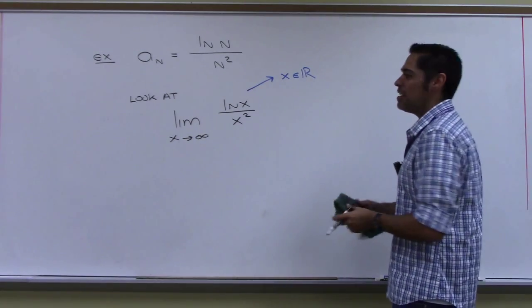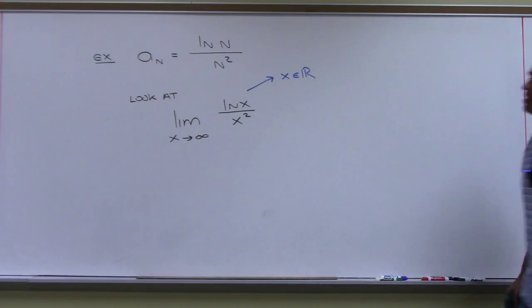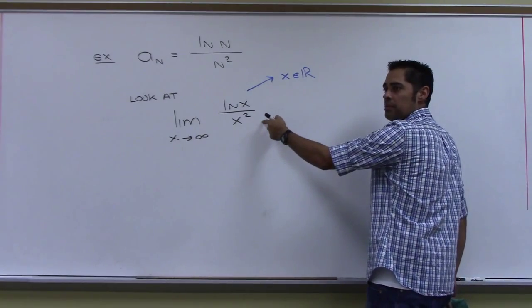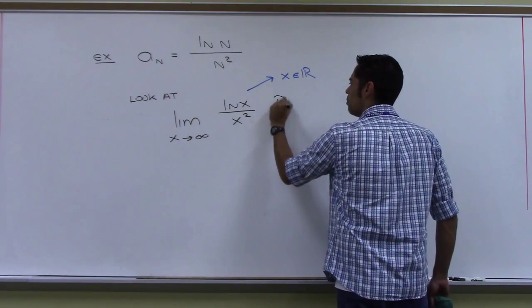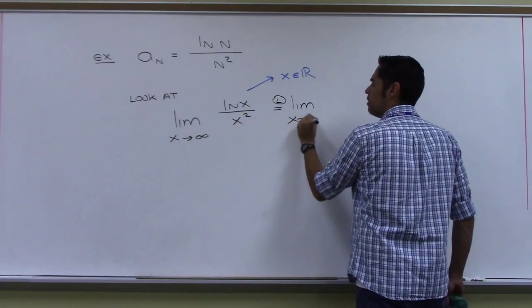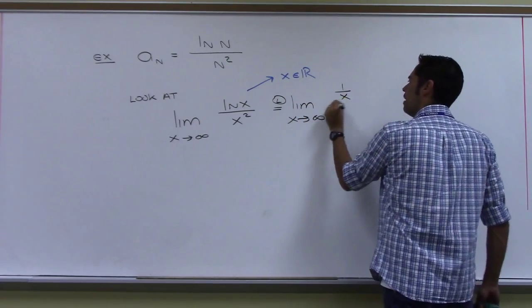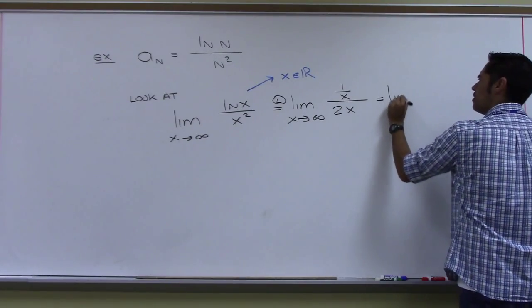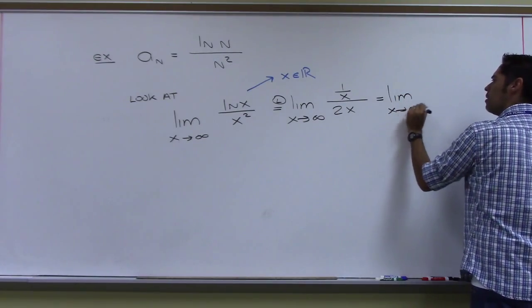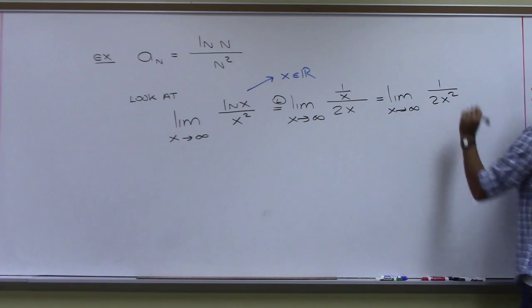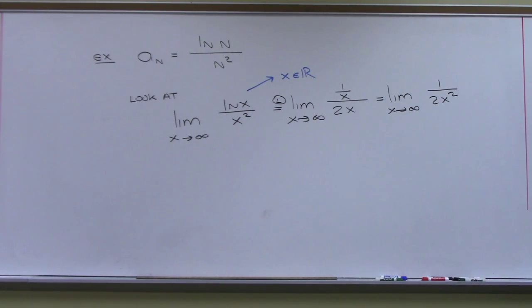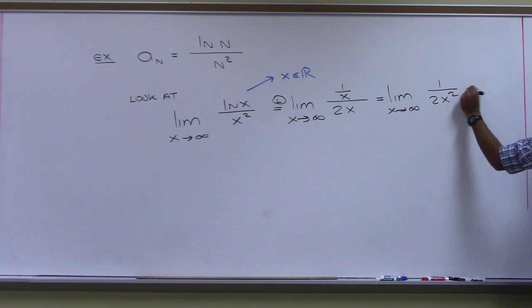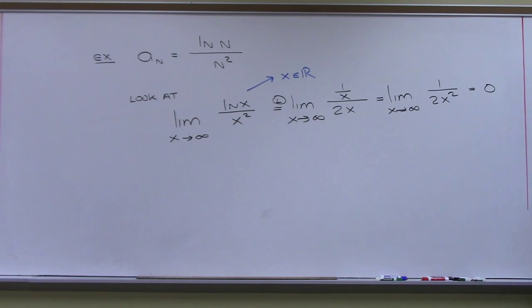Sorry, it's an understanding of what's happening here. So we're going to look at this. Now, can I use L'Hopital's rule on this? Yes. So I come in here with L'Hopital's rule, because I have infinity over infinity. Take the derivative of the top, take the derivative of the bottom. I believe that's just 1 over 2x squared. And where does that go? That goes to 0.